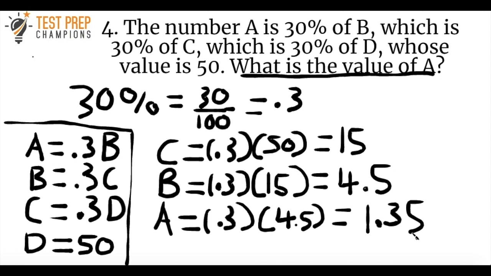The key to getting the question right is to understand percent. So 30% is equal to, as a fraction, 30 divided by 100, or 0.3 as a decimal. You have to understand that, and then you have to understand how to set up these equations. So A is equal to 0.3B, etc., and you have to realize that D is equal to 50 and just work backwards and you'll get the answer.